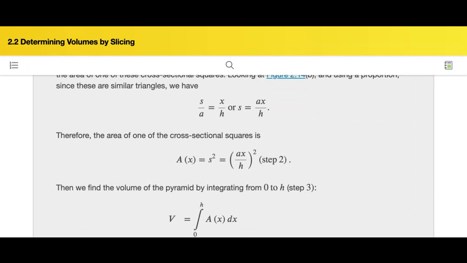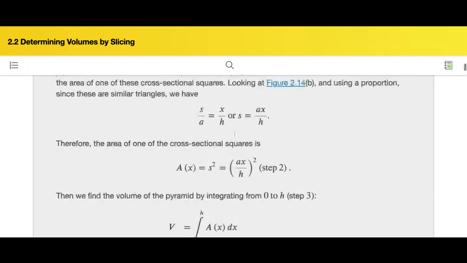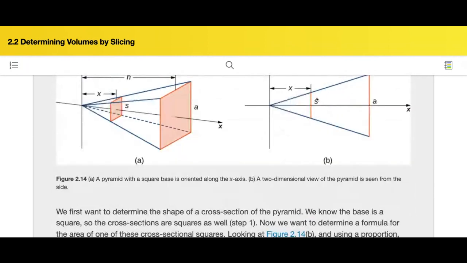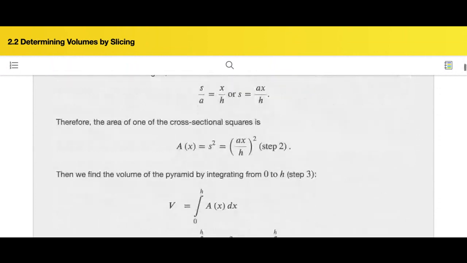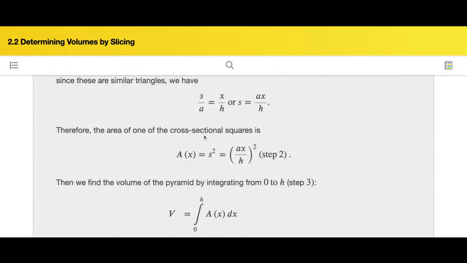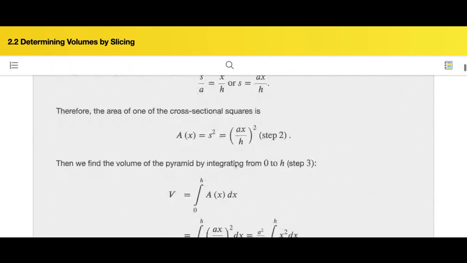So the area at any value of X, right? Because we want to calculate the area of each section, which is a square, and then add them up. So S equals AX divided by H. The area of the base equals S squared. So that's (AX divided by H) squared.